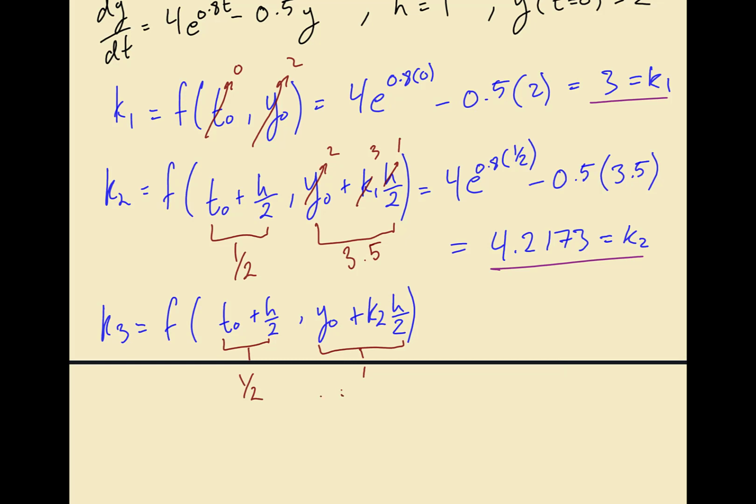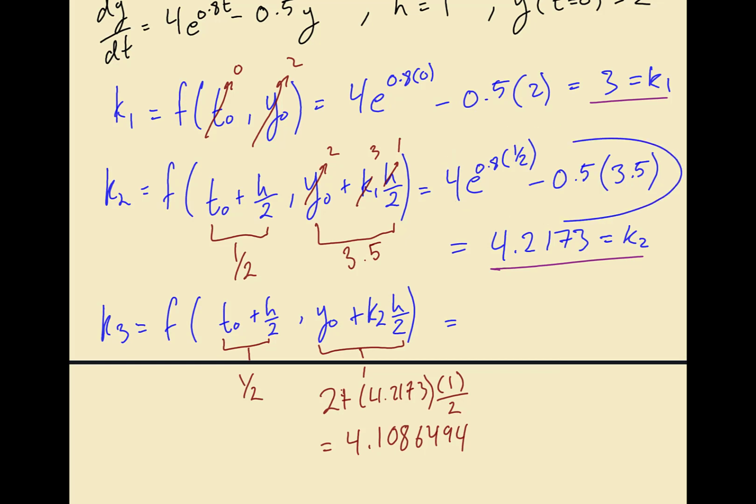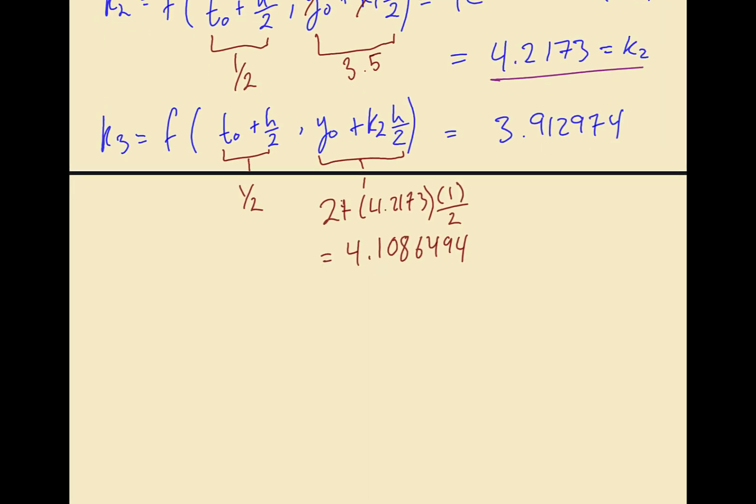It's basically 2 plus K2, which is 4.2173, times H, which is 1, divided by 2. So you get a value of 4.1086494. Okay, you plug it into the equation that we see up here, right? The same equation. You do the math, you'll get a value of 3.912974.